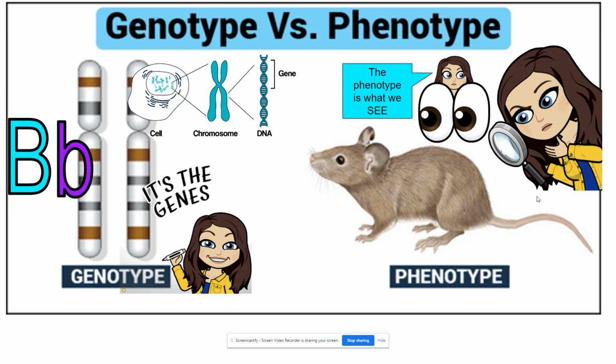Again, the phenotype, though, is what we see. That's the observable trait. This mouse has brown hair, or the crew member has a blue or purple color. So the phenotype is what we see, and the genotype is the actual gene.